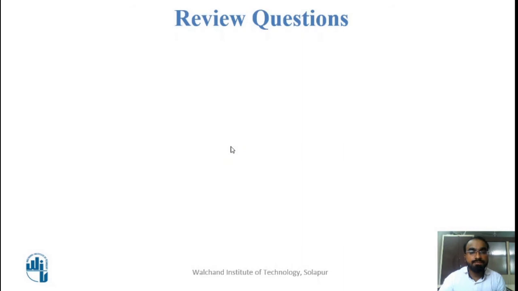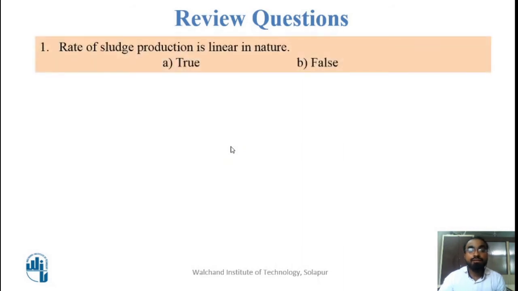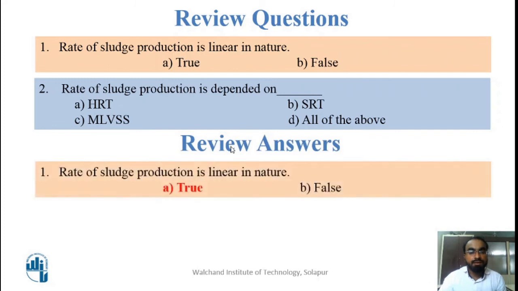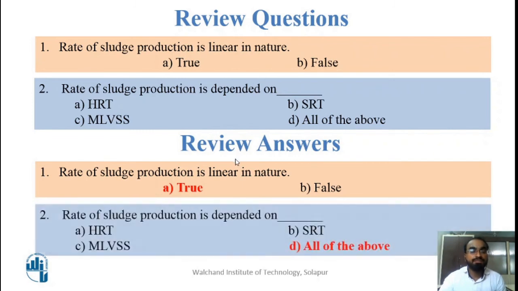So let us have a few questions. First one: the rate of sludge production is linear in nature, true or false? Second one: the rate of sludge production is dependent on what? HRT, SRT, MLVSS, or all of the above? I hope you got both answers correct. First, the rate of sludge production is directly linear in nature. And second, the rate of sludge production is dependent on all of the points, that is HRT, SRT, MLVSS. Why is it so? You have to go back in the video and clear up your concept before going ahead.